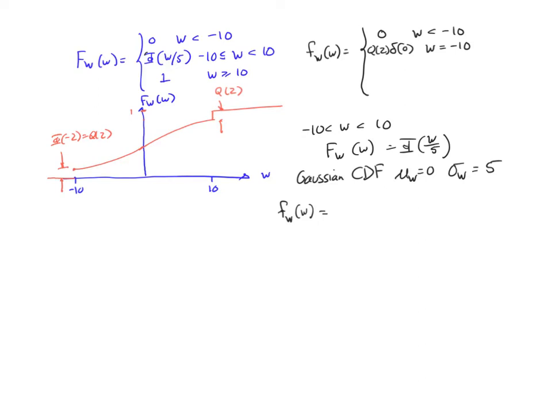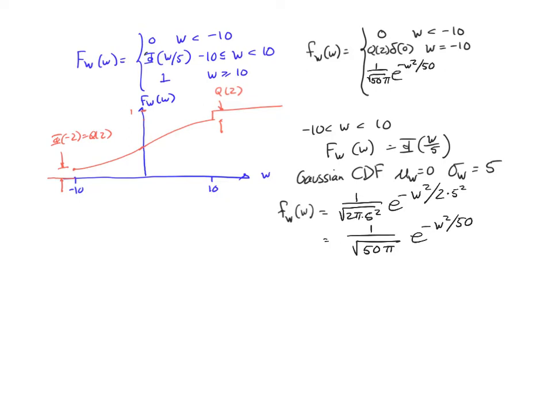And so this is equal to 1 over square root 2 pi 5 squared e to the minus w squared over 2 times 5 squared. So this is technically 1 over square root 50 pi e to the minus w squared over 50. And finally, we have that expression here, 1 over square root 50 pi e to the minus w squared over 50, for minus 10 less than w less than 10.